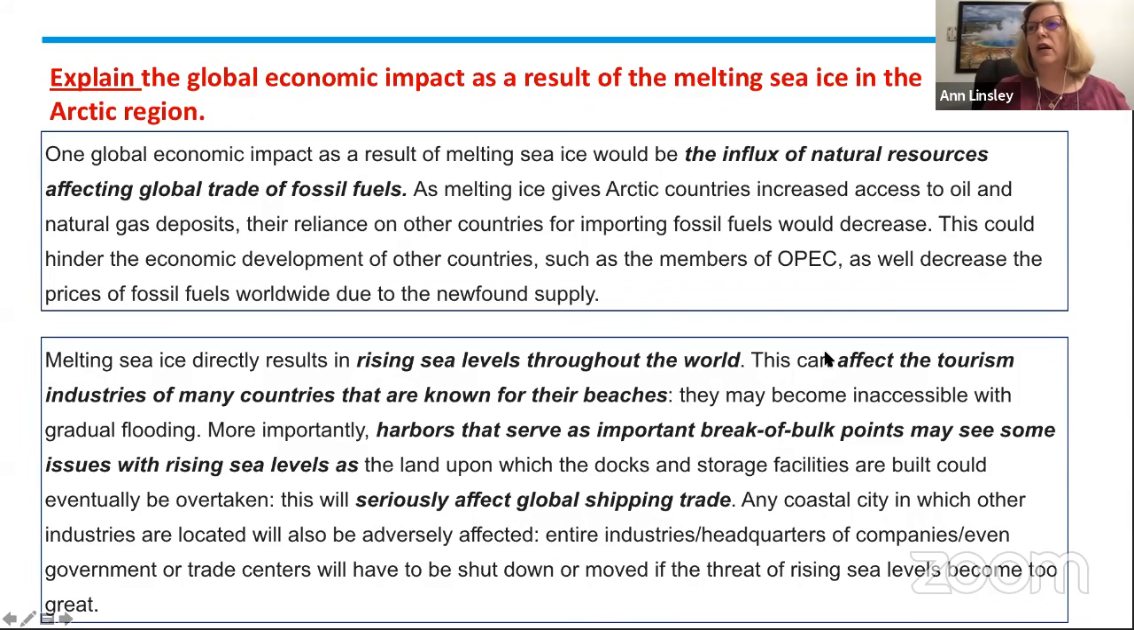So we are linking the impact caused by the melting sea ice through tourism and through shipping, affecting the global shipping trade. Okay, you get that? It's a little tricky, but I also want you to keep in mind that word economic, you know, that's in unit 7, and it's mentioned 36 times in units 1 through 5. And here is an example.